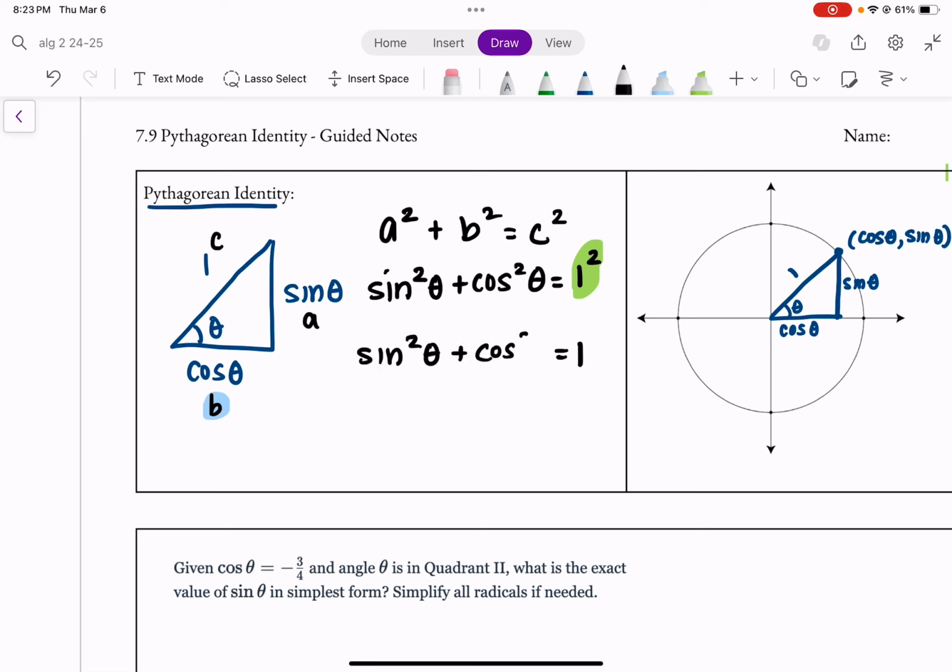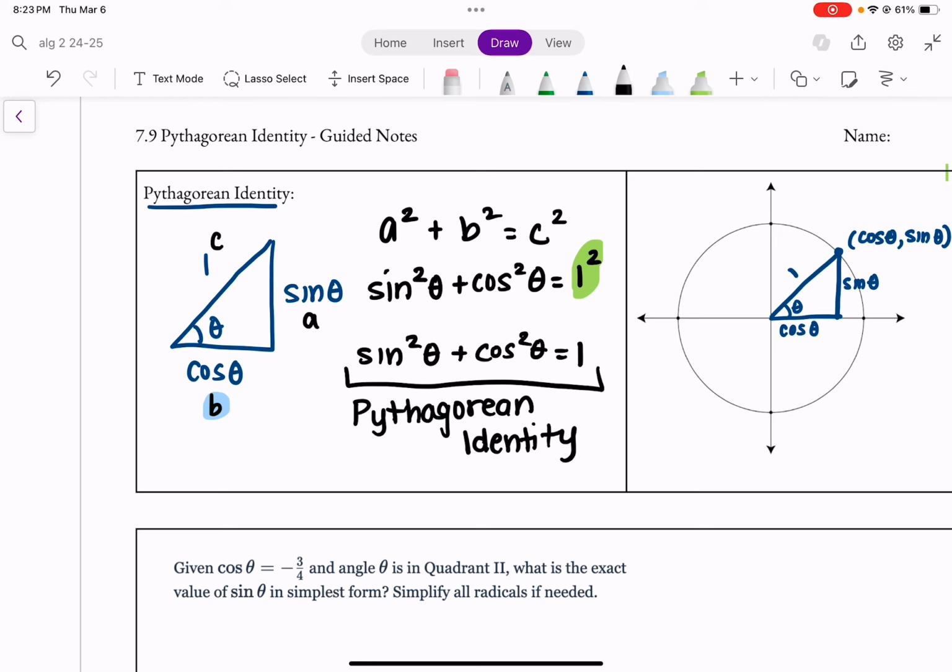And this right here is what we call the Pythagorean identity, right? So it's just like an equation that is true. And we can now use this equation almost like a formula, right? We can use it now to find different values.